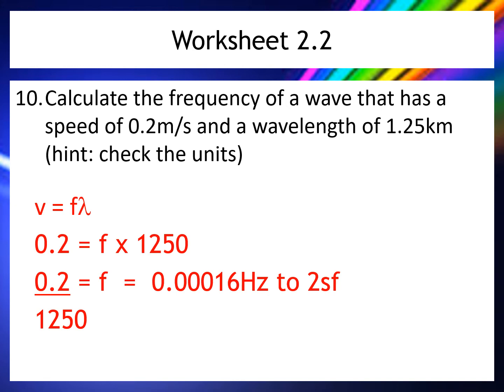Once again, I need to divide through to get f on its own. If you think about your maths lessons, we quite often talk about reversing what you've done on the first side. So on the line above, f is multiplied by 1,250. If I reverse that, I have to divide on the left-hand side, hence 0.2 divided by 1250 to give me 0.00016 Hz to two significant figures.